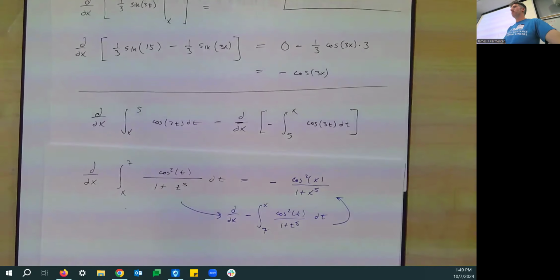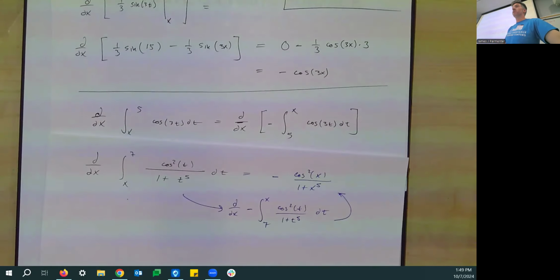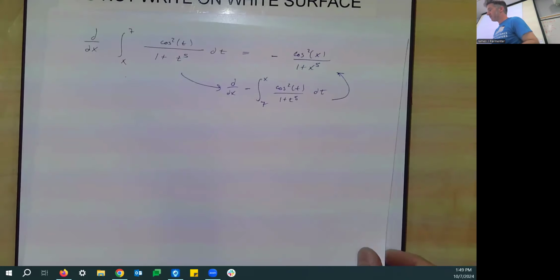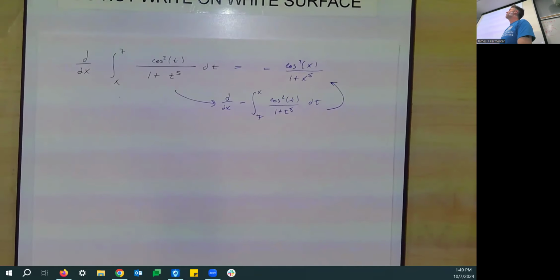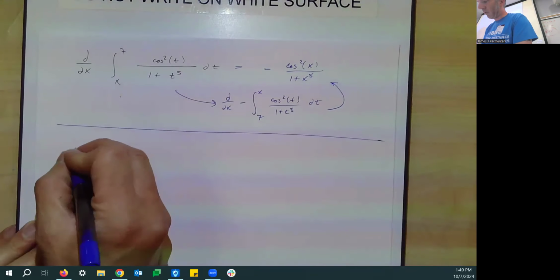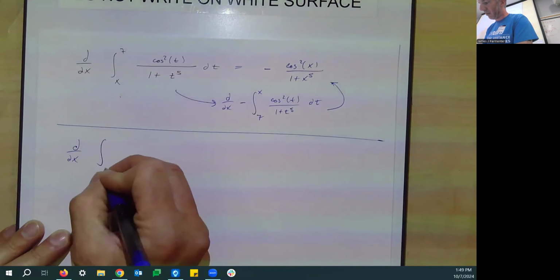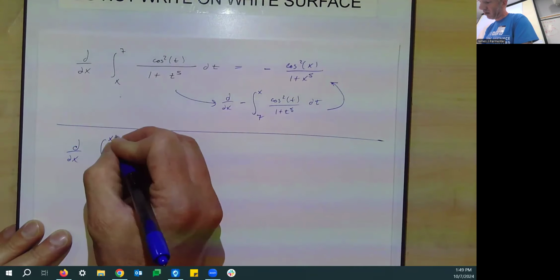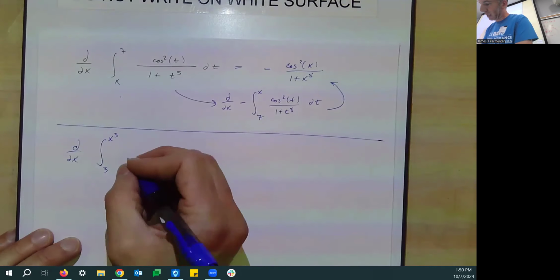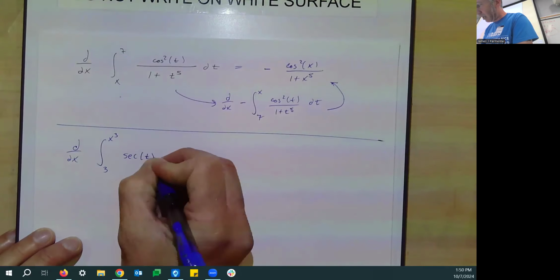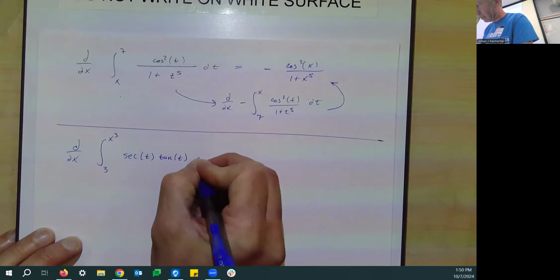So that begs the question, what if it's not just x? What if it's more complicated than x? Like x cubed or the natural log of x or something else? Well, we have an answer to that question as well. So let's say we want to find the derivative of the antiderivative from 3 to x cubed of what function shall we anti-differentiate? Sure, let's make it exciting. Secant of t times tangent of t dt.